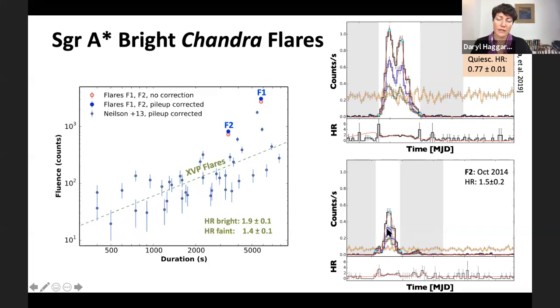And this is the second brightest flare, F2. We plotted them on the same scale here. This doesn't look as impressive perhaps, but it's actually the second brightest flare we've ever seen from Sag A Star.